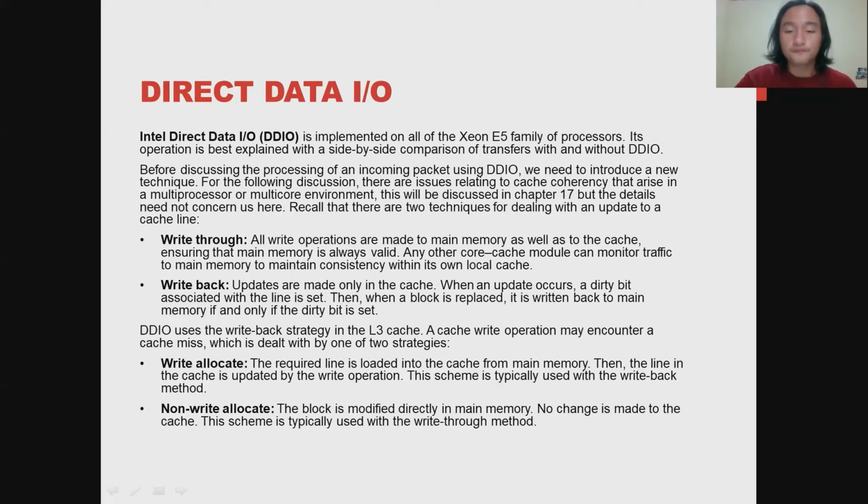A cache write operation may encounter a cache miss, which is dealt with by one of two strategies. The first is write allocate. The required line is loaded into the cache from main memory. Then the line in the cache is updated by the write operation. This scheme is typically used with the write-back method. The second is non-write allocate. The block is modified directly in main memory. No change is made to the cache. This scheme is typically used with the write-through method.